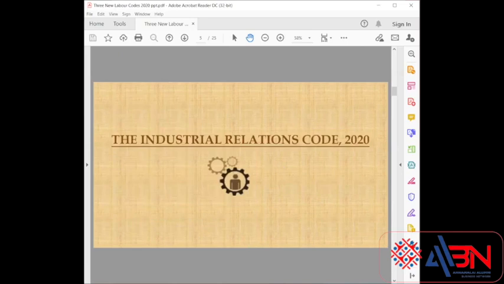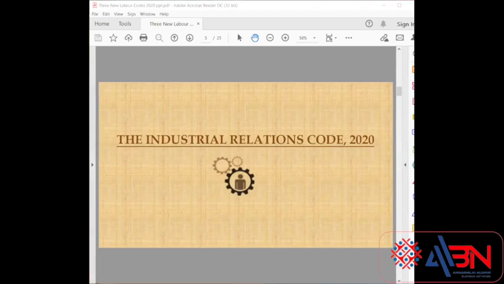So we start with the Industrial Relations Code. Before I start that, I would just like to brief that these laws are basically aimed at improving ease of doing business and encouraging entrepreneurship. So there has been a lot of talk stating that these laws are employer friendly and not employee friendly. When we go ahead and see the new provisions being made, you would understand why it is so.